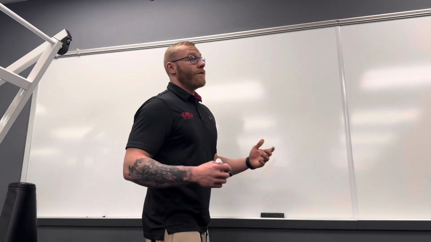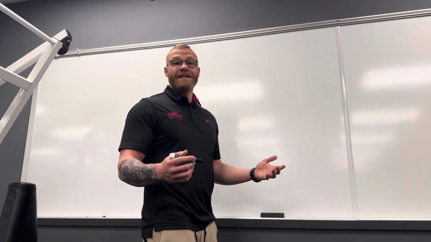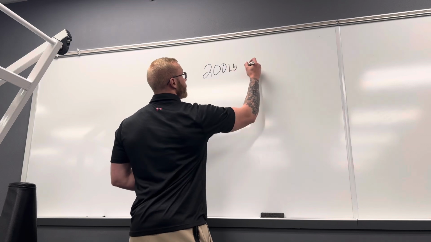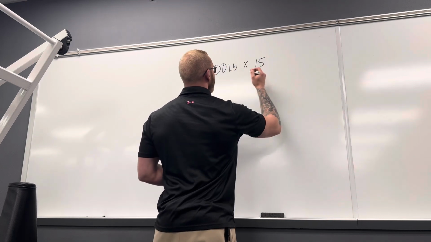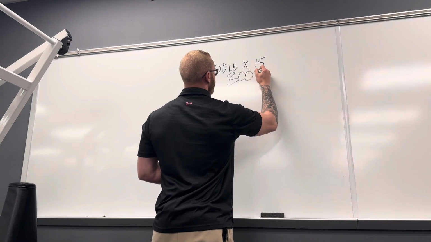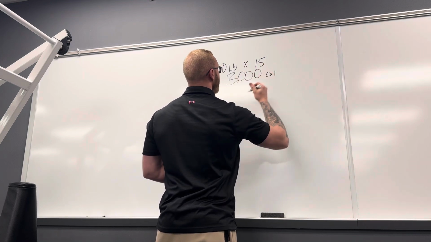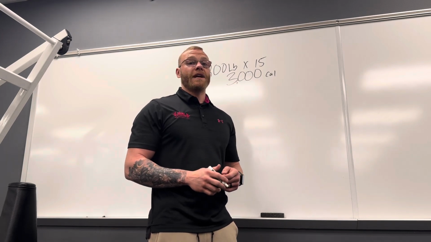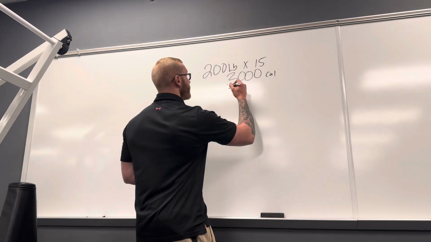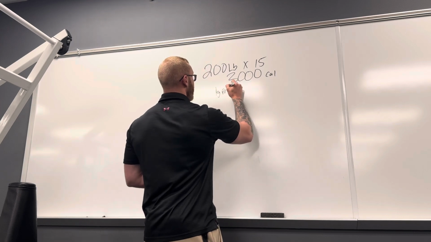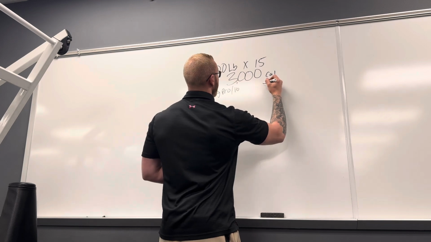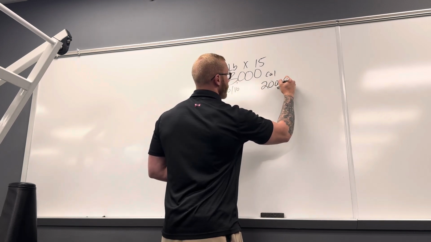Okay, so for the sake of easy math, we'll just say a 200-pound individual. If we have someone that's 200 pounds, we'll multiply it by 15, so that'll give us 3,000 calories. It's pretty standard across the board for anyone to get about 1 gram of protein per pound a person weighs. So 1 gram protein per pound, so that would be 200 grams of protein.